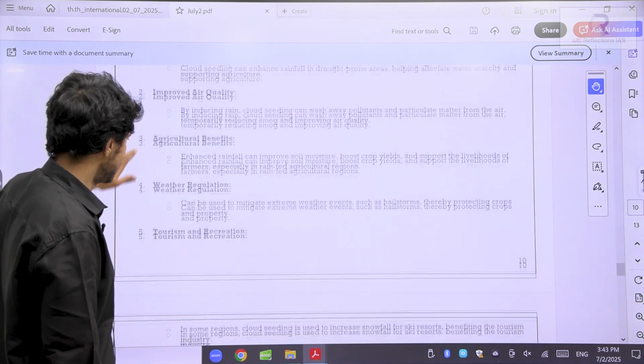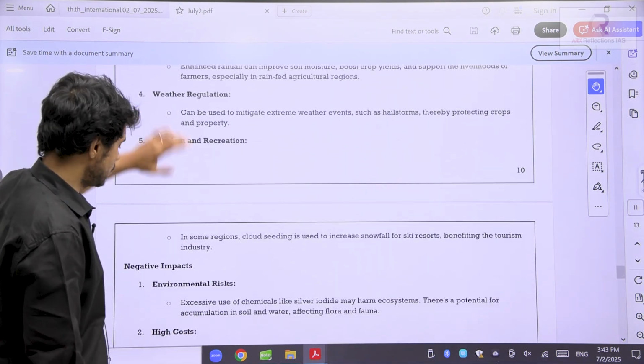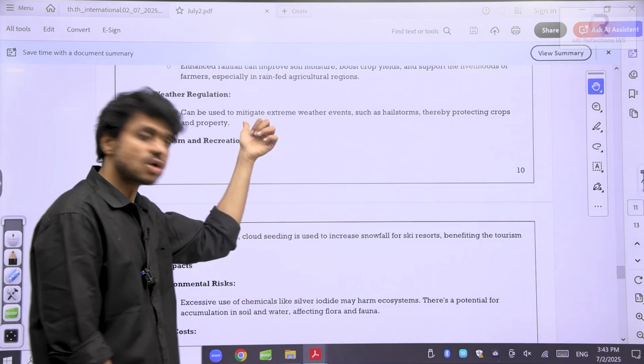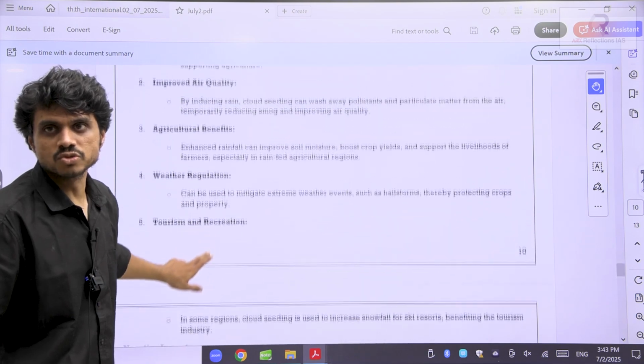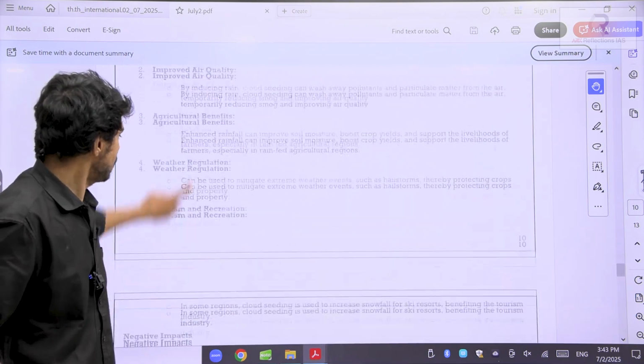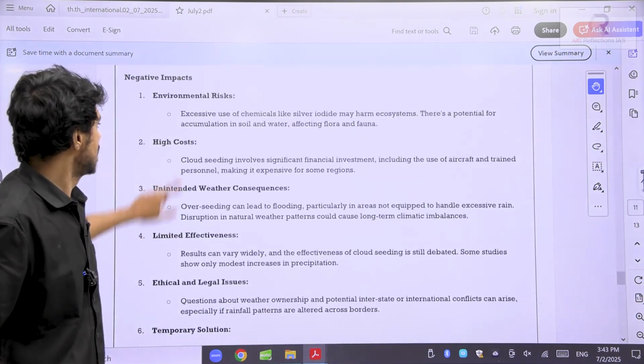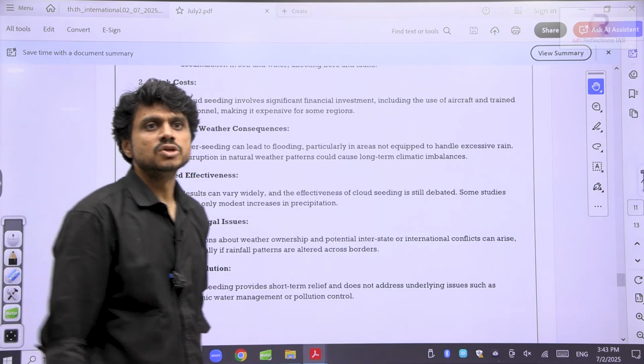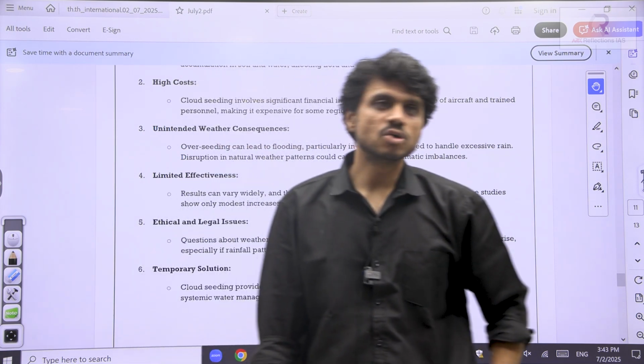Air quality will be benefited, weather can be improved. So instead of highly dry conditions, weather can be improved. This is how I'll write for the mains. Positives, and what are the negatives? High cost. Maybe you are playing with nature, so it can cause unintended consequences.